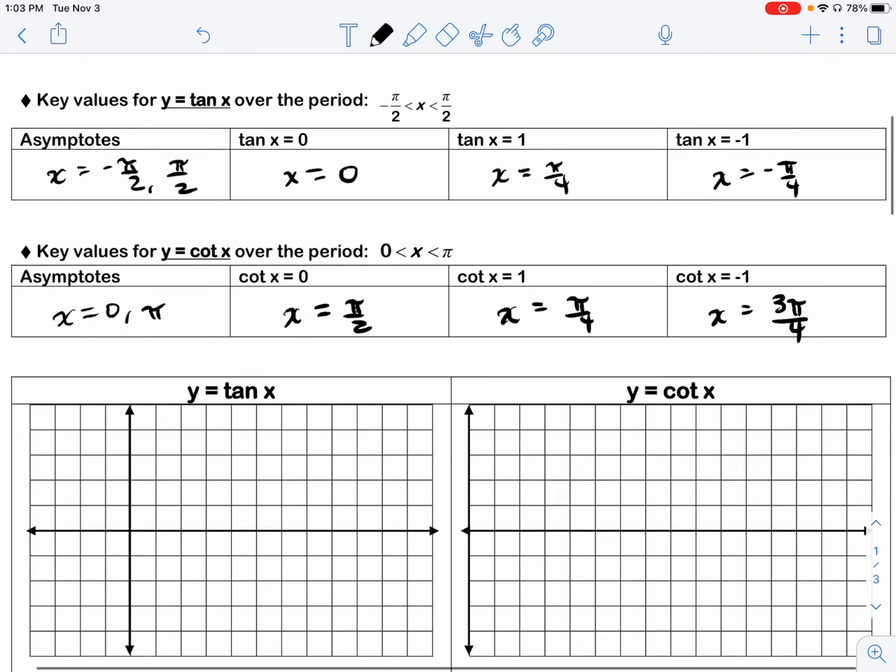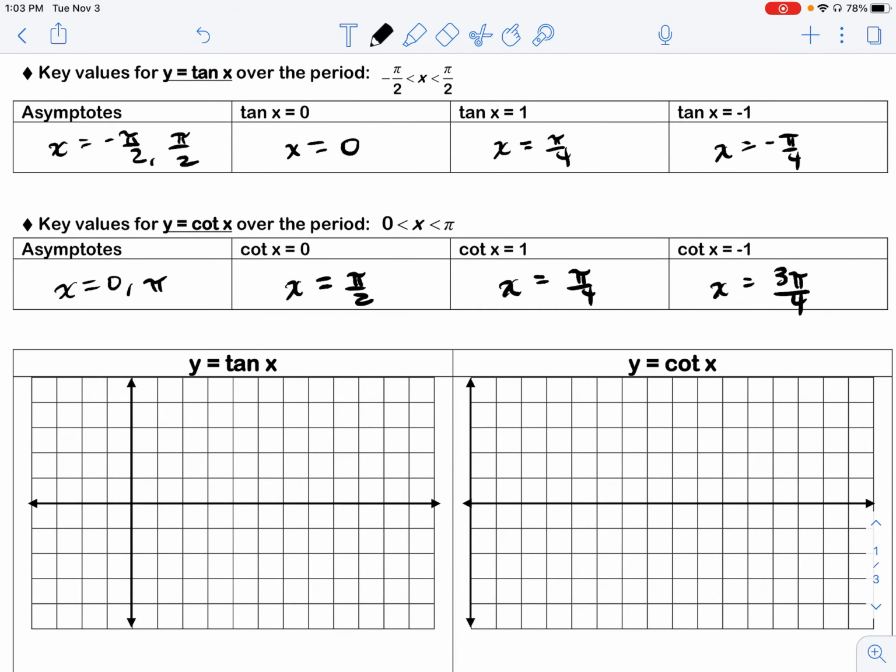Let's start with the tangent graph first, and see what the parent function tangent x looks like. I'm going to start by labeling my y-axis.